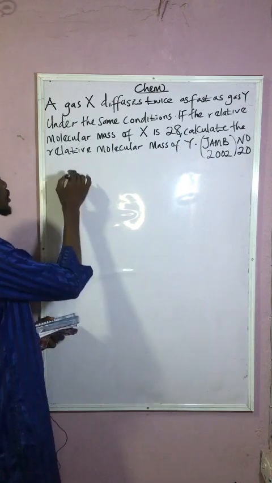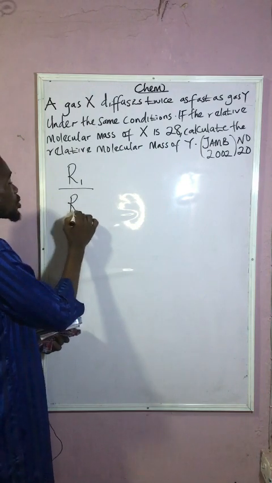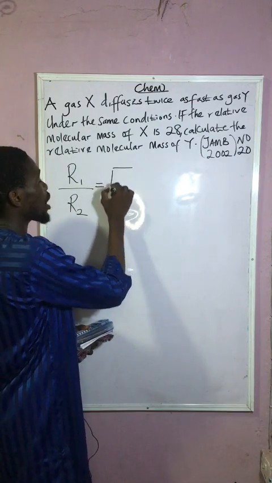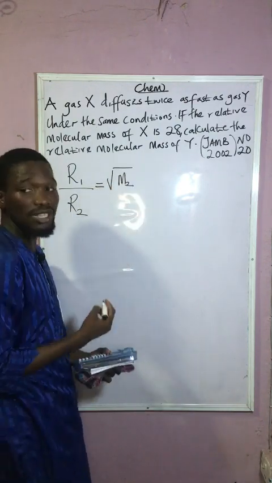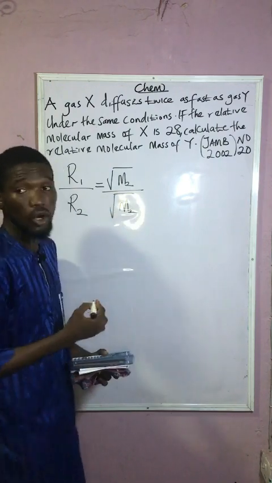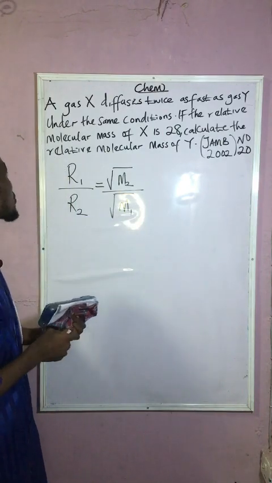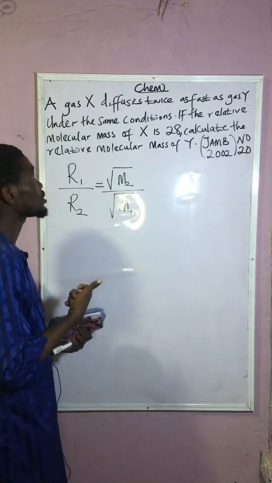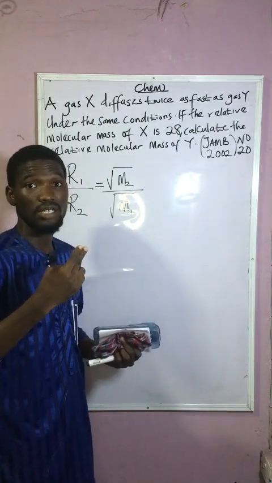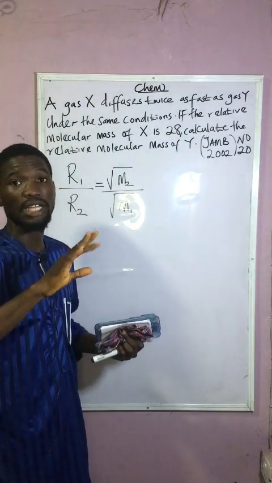The rate of diffusion of the first gas divided by the rate of diffusion of the second gas is equivalent to the square root of the molar mass of the second gas over the square root of the molar mass of the first gas, because from that question a gas X diffuses twice. When we talk about twice, in this kind of question Jamb always plays with it in different tiers and they change the values.